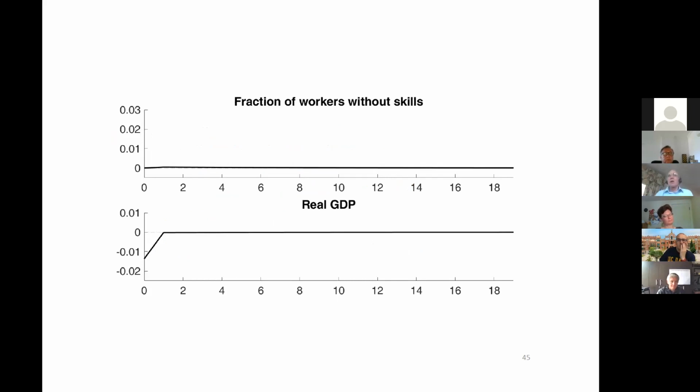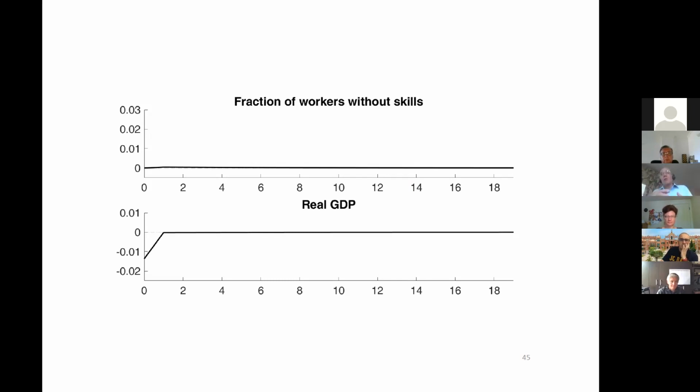There's essentially no change in the fraction of workers without skills over time. That's always the steady state value for this example, because we just had a one-time shock at time T naught. Everybody deciding whether to stay unskilled depends on what I see as the return to trying to train for skill next period, and that's roughly returning to the steady state. And so what happens here is real GDP falls essentially by that 1.5%.